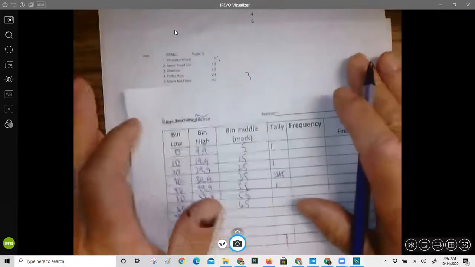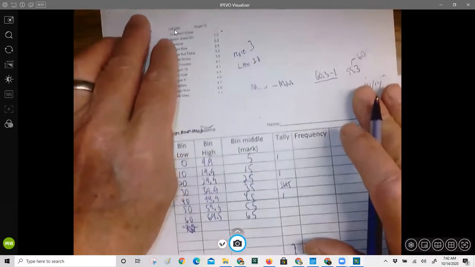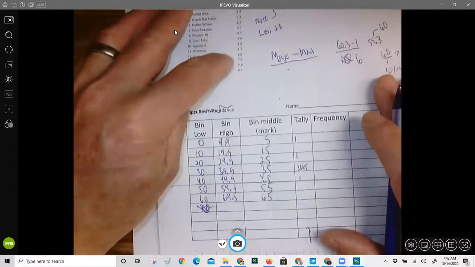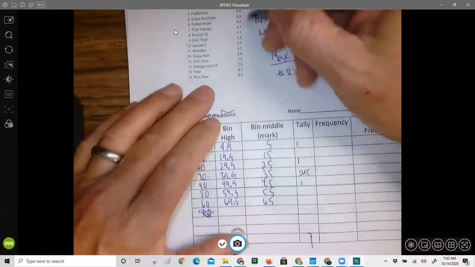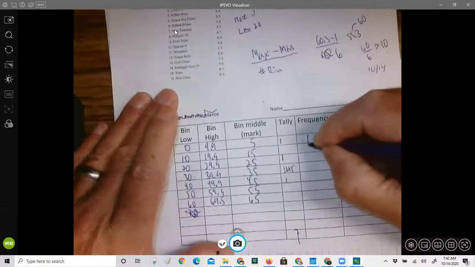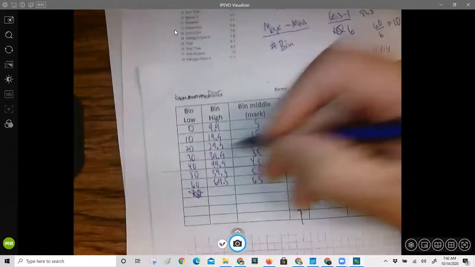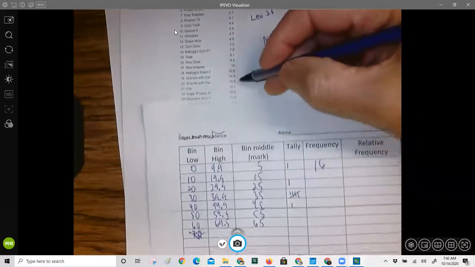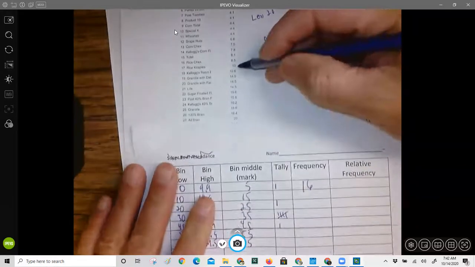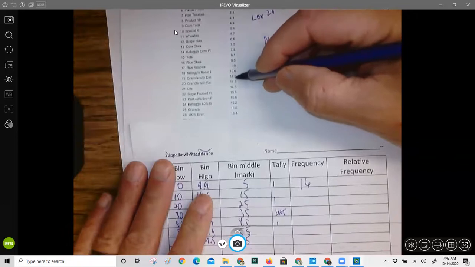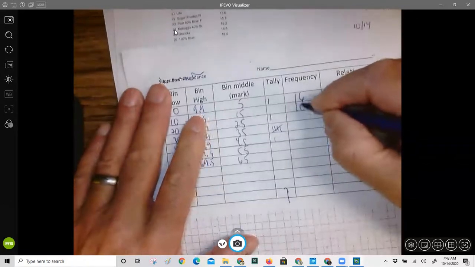So let's see. I'm going to hopefully hold this so you guys can see it. I'm going to do everything between 0 and 9.9 in this first bin. And there's 16. So I'm going to put 16 cereals get sorted in that first bin. Then I'm going to go from 10 to 19.9, right there, because that's 20. So that's how many? 1, 2, 3, 4, 5, 6, 7, 8, 9, 10. So there's 10 in that bin.